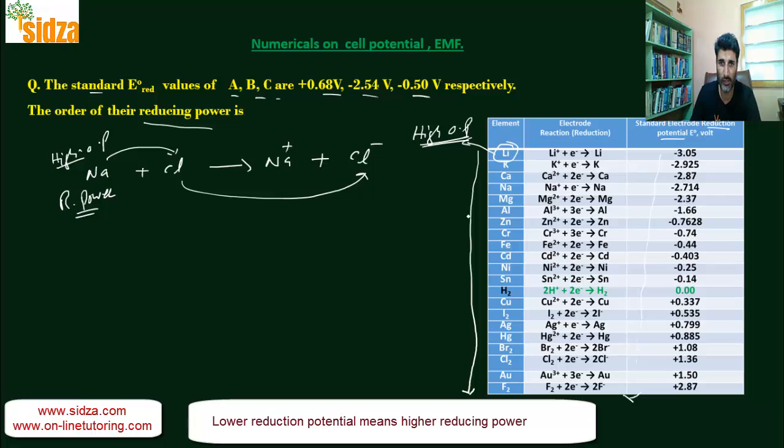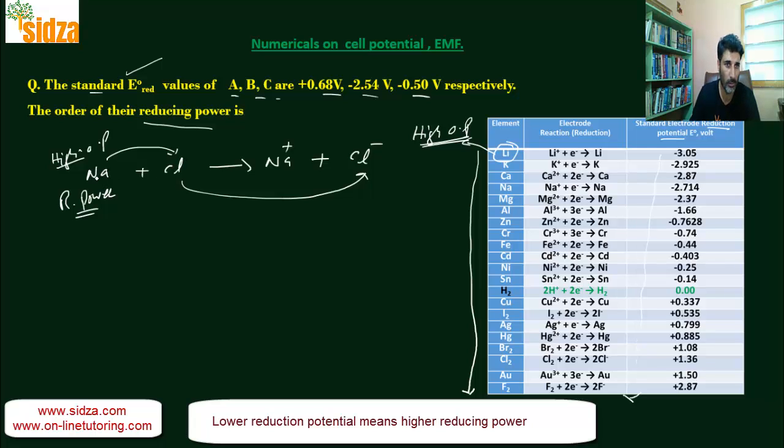So as you go down the group, this tendency to lose electrons decreases, which means that the reduction potential decreases. So as you go down this series, the standard reduction potentials increase, but their oxidation potentials decrease. Correct? Oxidation potentials decrease. So reducing power is actually related to the reduction of the other element.